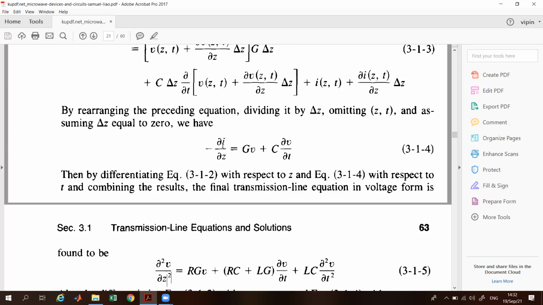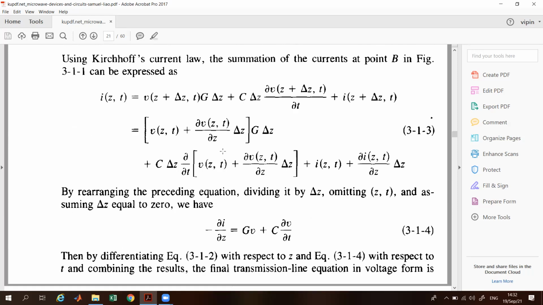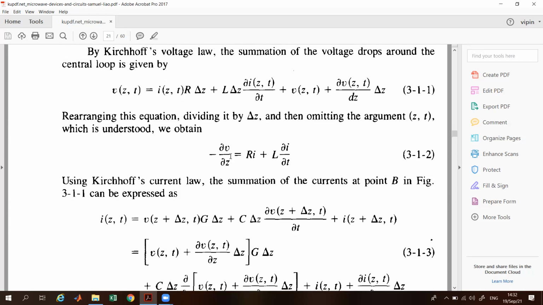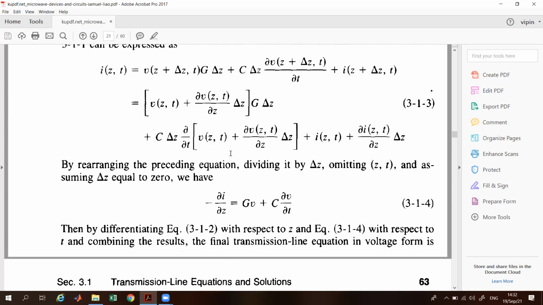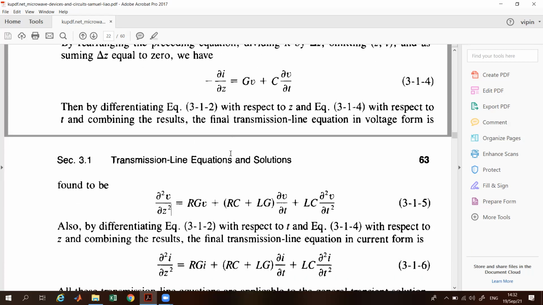So differentiating this with respect to t and differentiating it with respect to z, and we combine them, the final transmission line equation will be of this form: d2V/dz2 = RGV + (RC + LG) dV/dt + LC d2V/dt2.